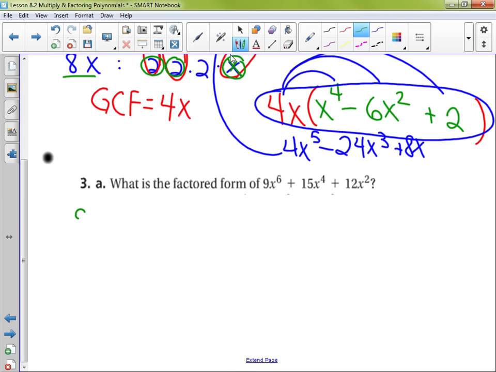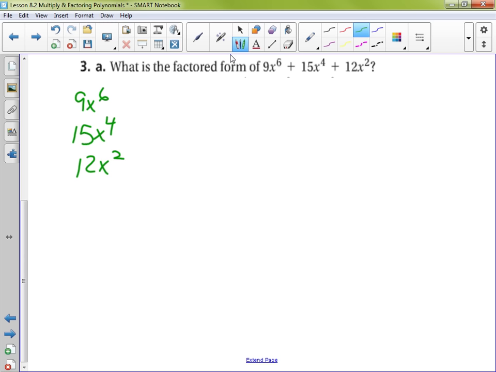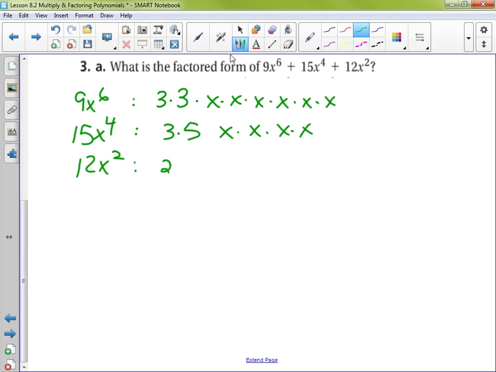Okay, first thing I'm going to do is write out each of these terms and find the greatest common factor using prime factors. 9x to the 6th is 3 times 3 times x times x times x times x times x times x. 1, 2, 3, 4, 5, 6. 15x to the 4th is 3 times 5 and 4 x's. 12x squared is 2 times 2, which is 4, times 3 times x times x.